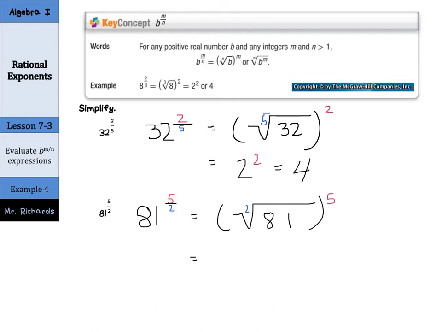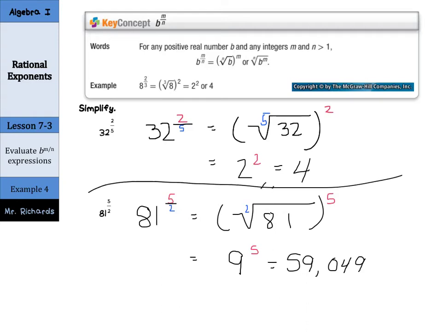So the square root of 81 is 9 to the 5th, and 9 times 9 times 9 times 9 times 9, I think I got them all there, is 59,049. So 59,049 is your answer for that. Let's move on.